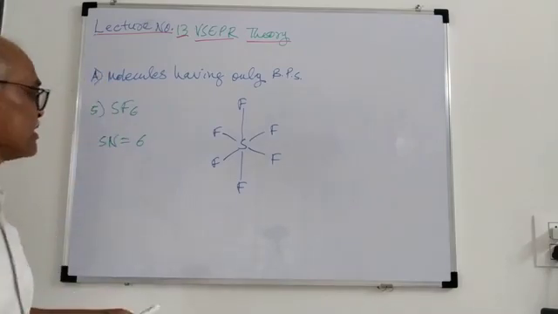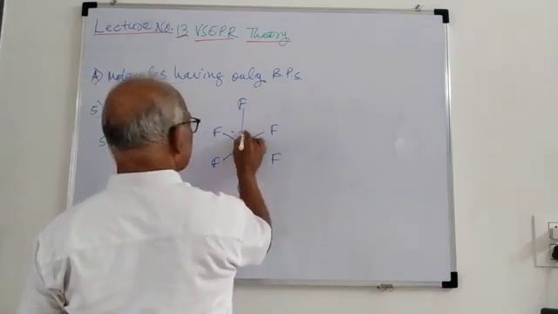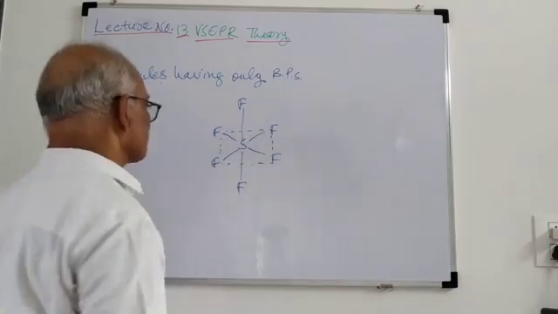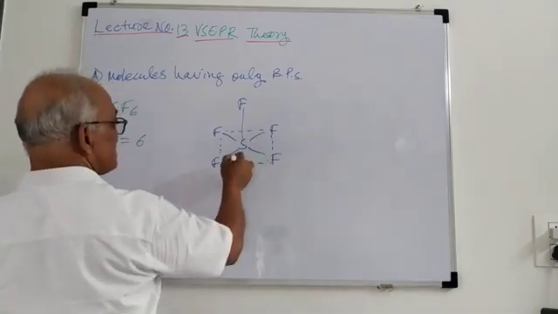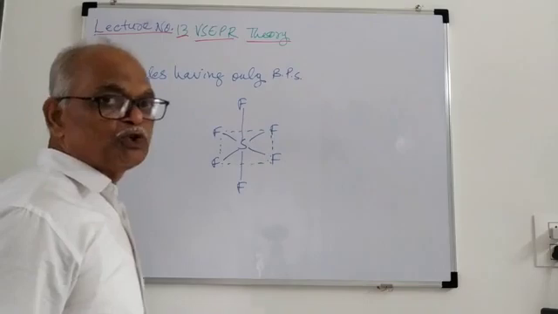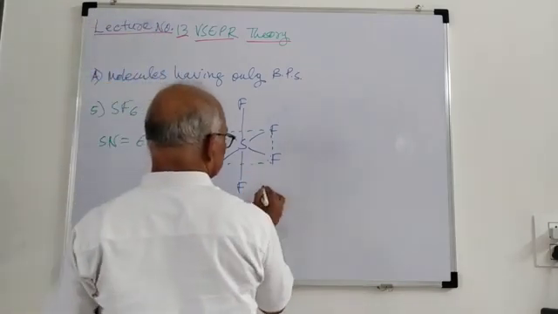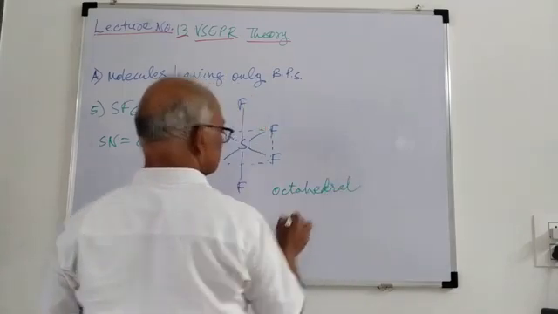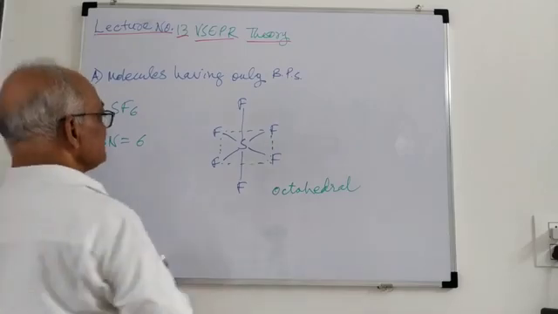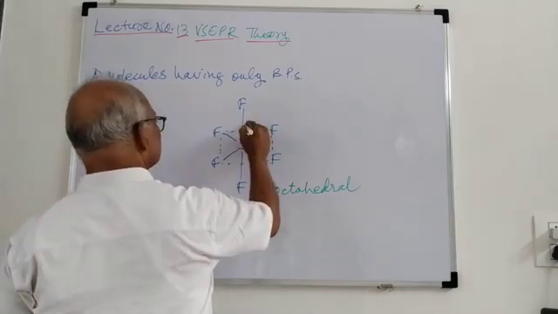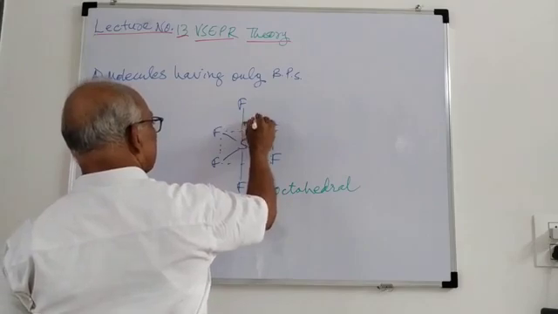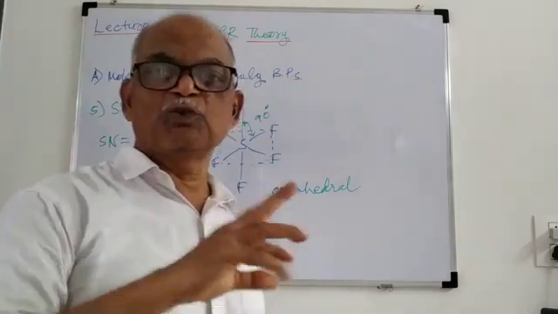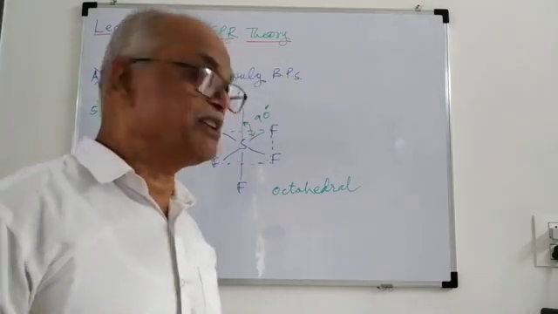So the shape of this structure can be seen in this way. These dotted lines are showing the shape only. These are not bonds. So this is a square planar shape, and perpendicular to this there are these 2 fluorines. So these are giving the shape called octahedral. Now the bond angles between any two adjacent fluorines are 90 degrees only.